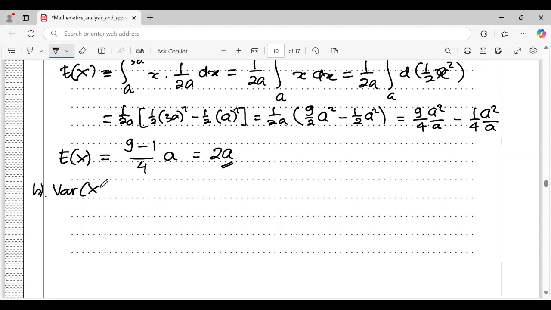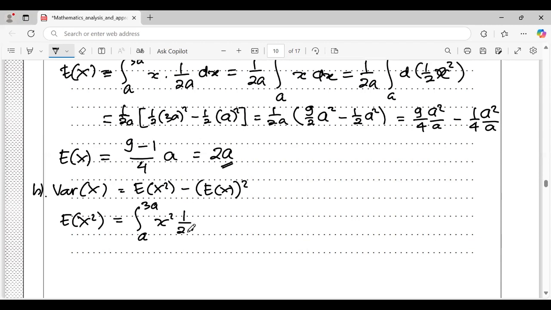Variance of x is E(x squared) minus (E(x)) squared. So we need to find this one. E(x squared) is the integral from a to 3a of x squared times 1 over 2a dx.